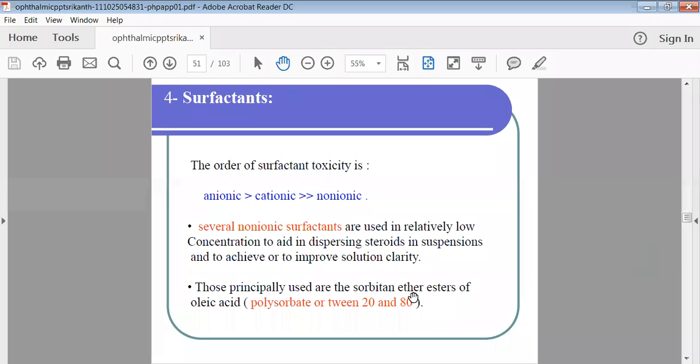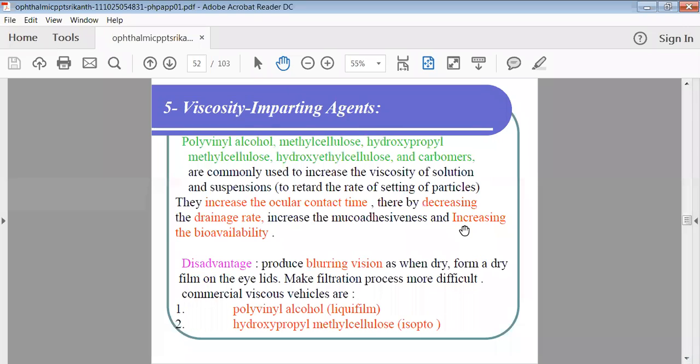Several non-ionic surfactants are generally used in eye preparations to improve the solubility of the drug and to achieve clarity of the solution as well. Generally sorbitan, then polysorbate 20, Tween 20 and Tween 80. These kinds of surface acting agents are preferred in ophthalmic preparations.